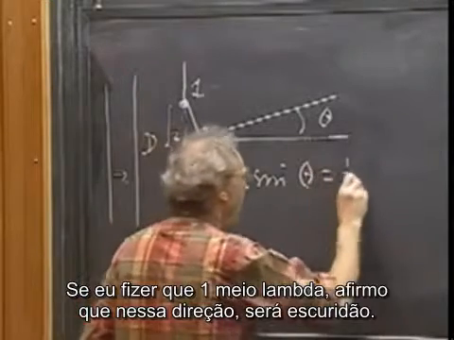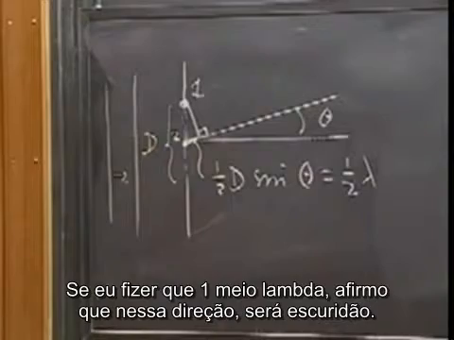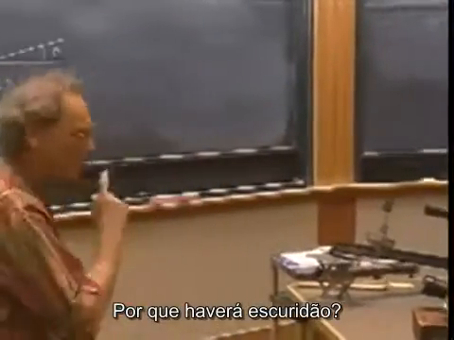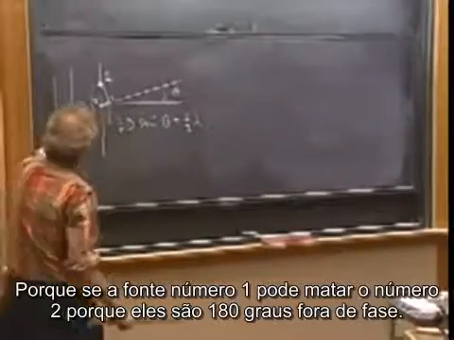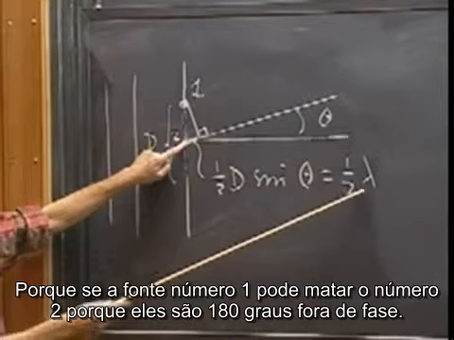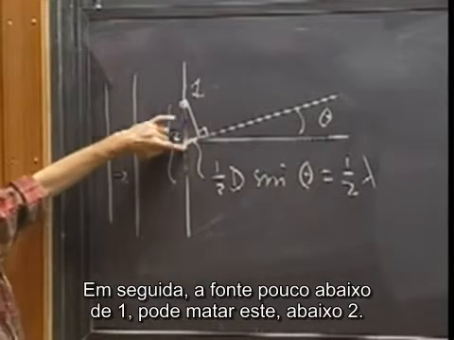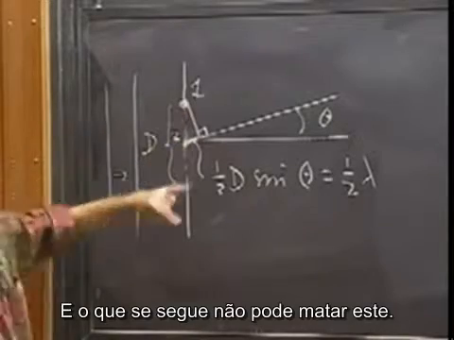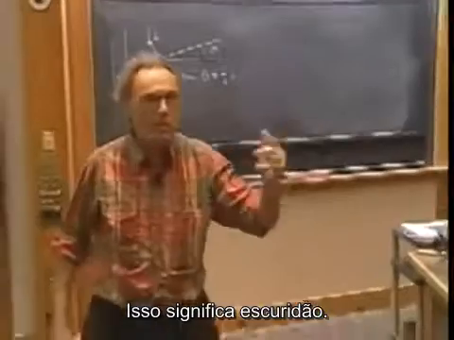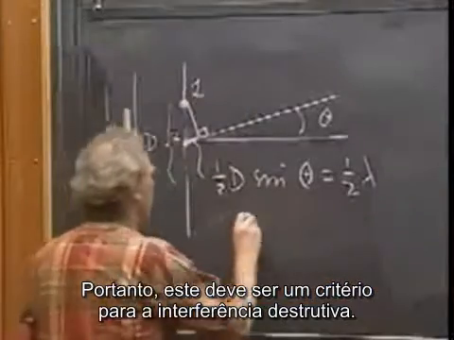If I make that 1/2 lambda, I claim that in that direction there will be darkness. Why will there be darkness? Because if source number 1 can kill number 2 because they are 180 degrees out of phase, then the source just below 1 can kill this one below 2, and the one below there can kill this one, so I can always identify two pairs which kill each other. That means darkness.